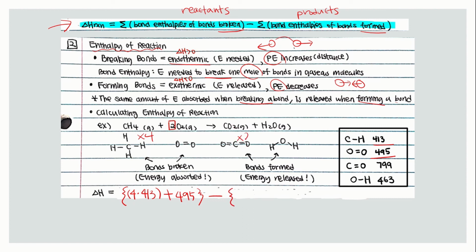So you have 2 CO double bonds, which is 799, and then you add 2 OH bonds, which is 463, and then you do the calculation and you get negative 808 kilojoules per mole. You cannot forget the unit of kilojoules per mole, and the negative enthalpy means that the energy is released and it was an exothermic reaction.